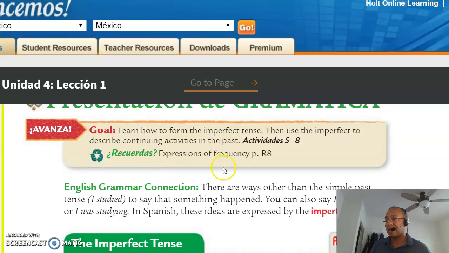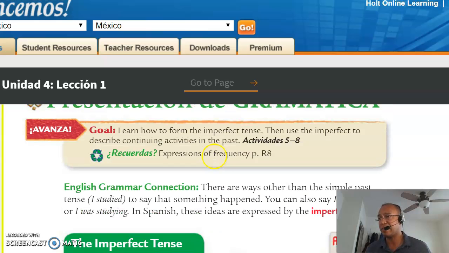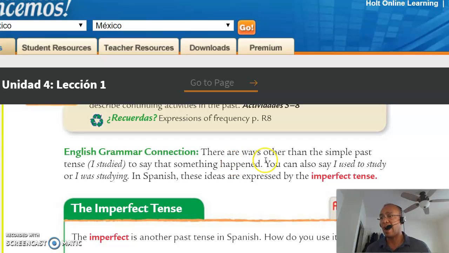Right here, it says the English grammar connection. This is from your textbook. You can find this information in your textbook. There are other ways than the simpler past tense I studied, which is the preterite, to say that something happened. You can also say I used to study, or I was studying, something that was going on at that time. In Spanish, these ideas are expressed by the imperfect. So when you don't know exactly when it happened, you use the imperfect. When you express things that happen more than once, you use the imperfect.